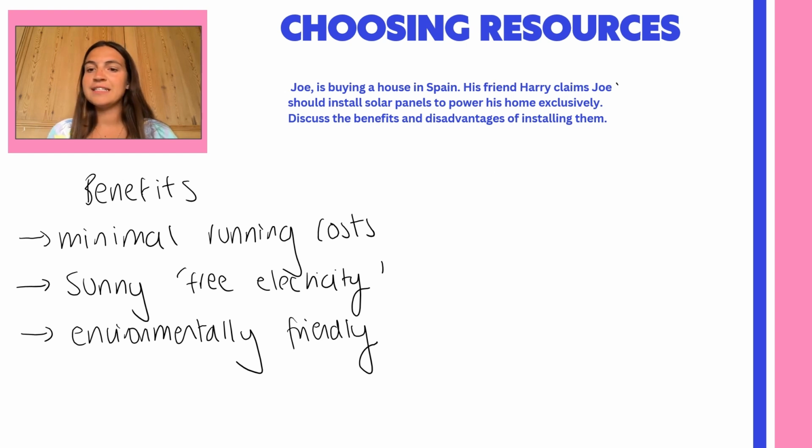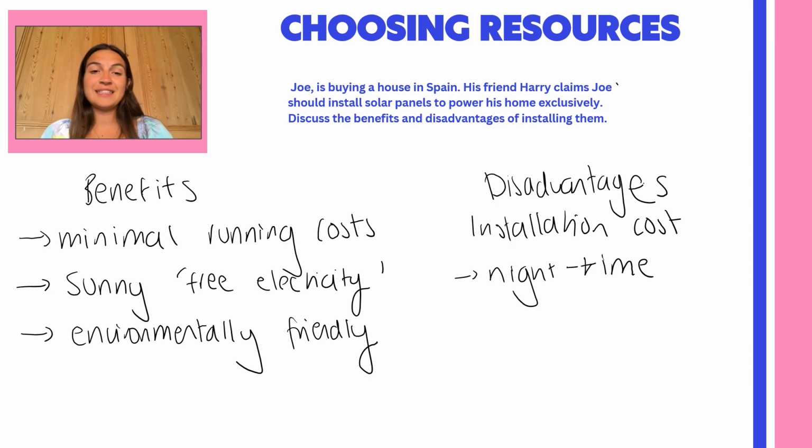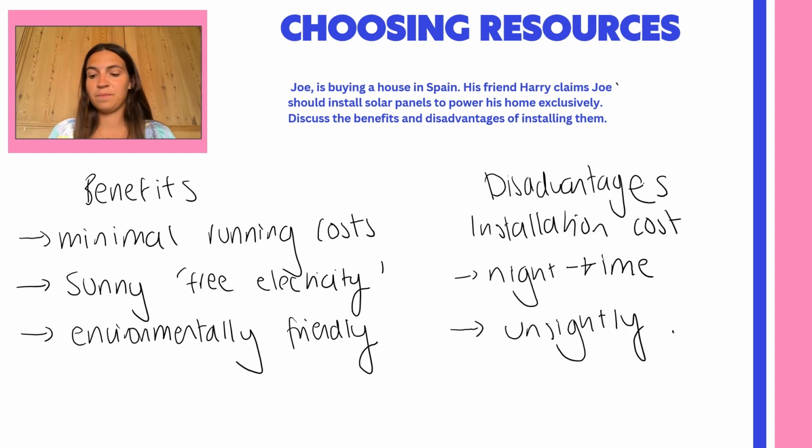Okay, however, the disadvantages are first the installation cost. Even though it doesn't cost very much when they are up and running, actually installing the solar panels on your roof in the first place does cost quite a bit of money, so you have to weigh up the cost benefit there. Also, in this claim that he could power his home exclusively using them, that's only if he didn't want to use his electricity at night time, because when it's night and there's no sun in the sky, you can't use your solar panels for electricity. Finally, you might think that solar panels are unsightly, depending on your taste.